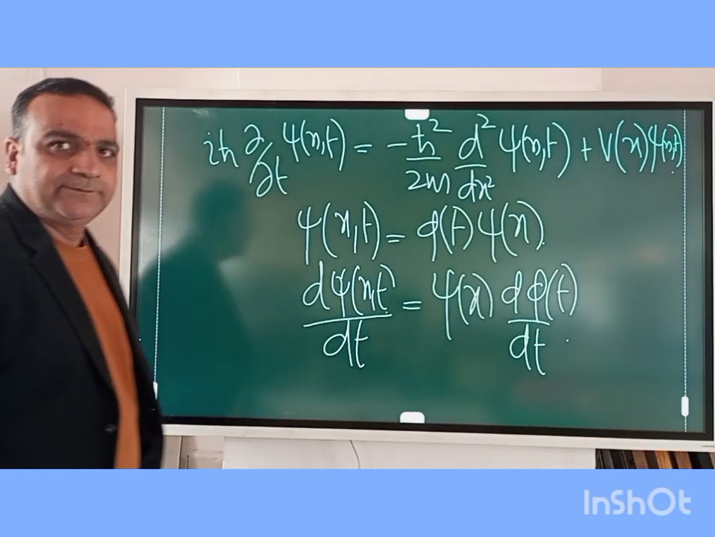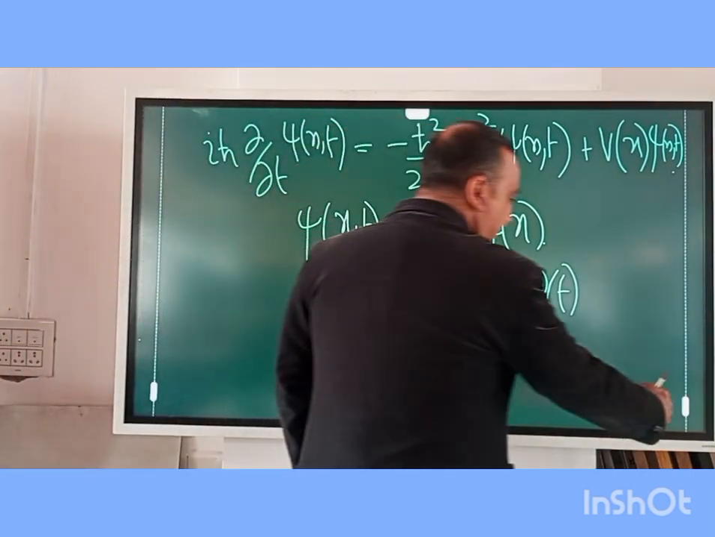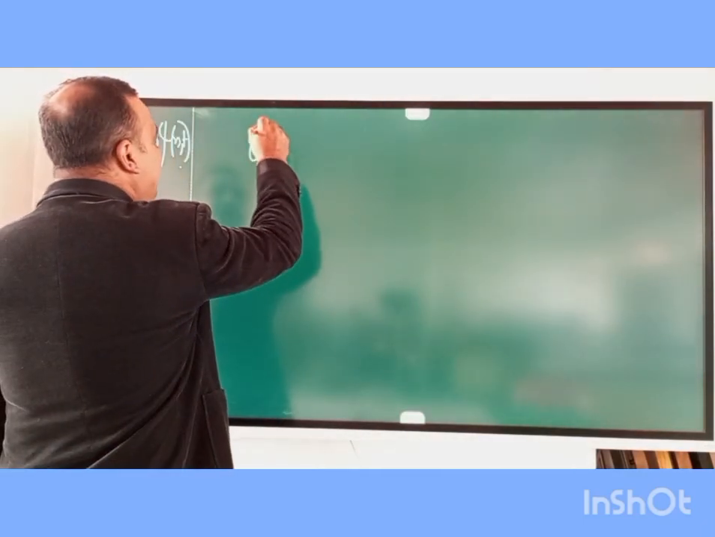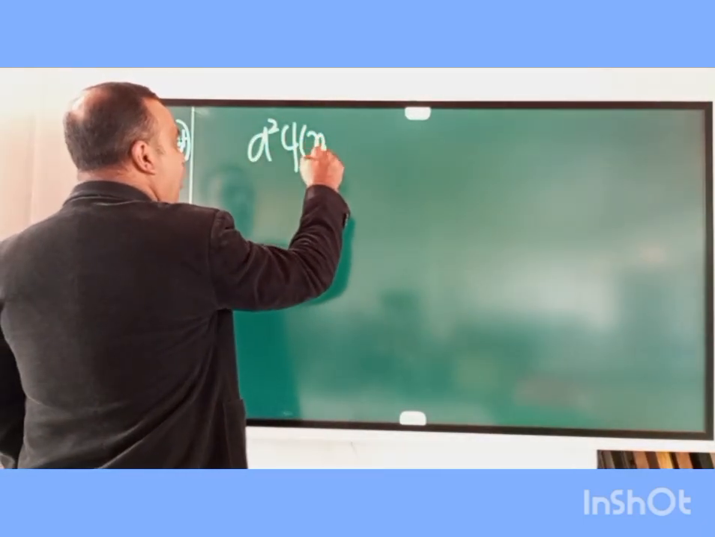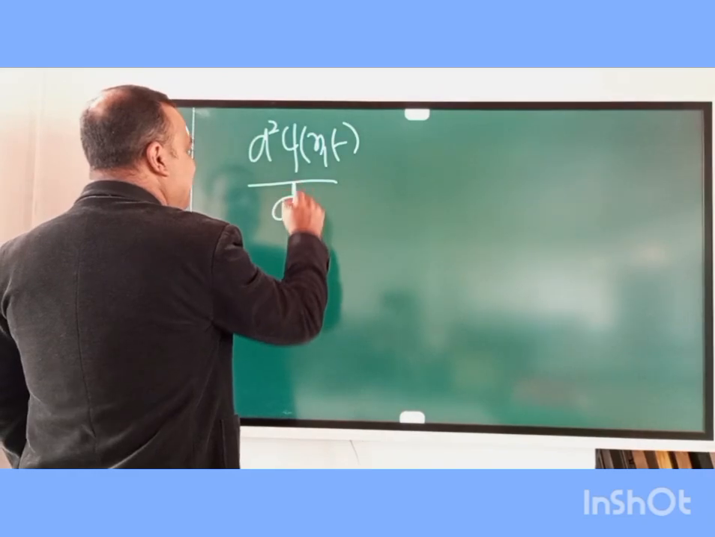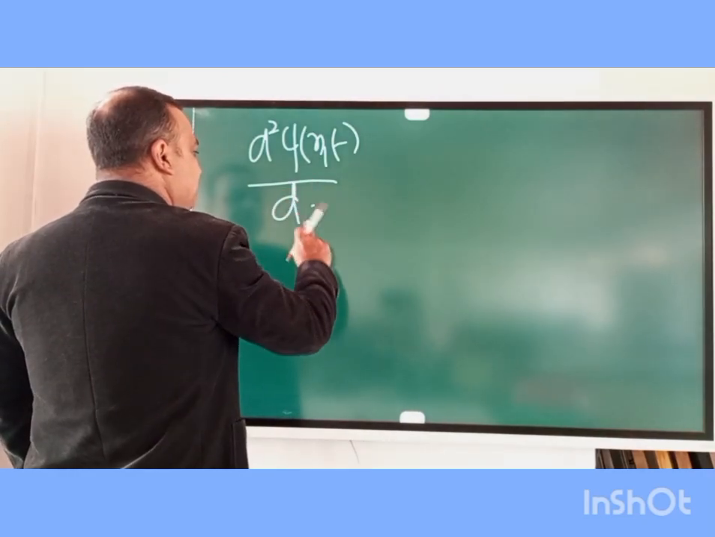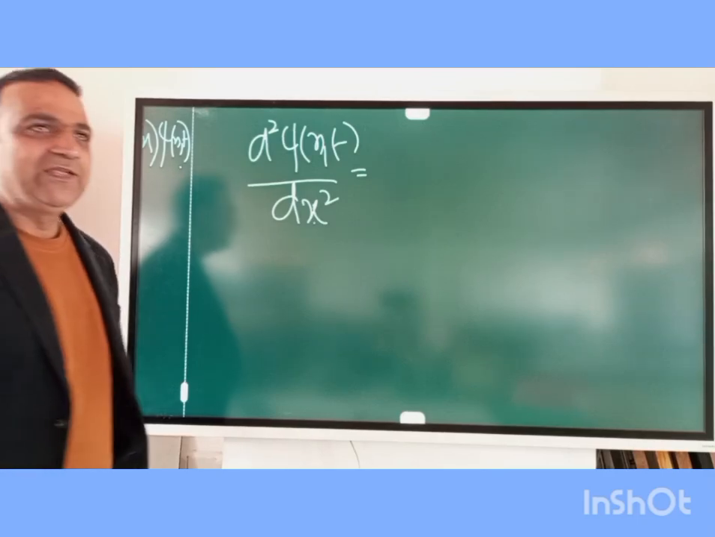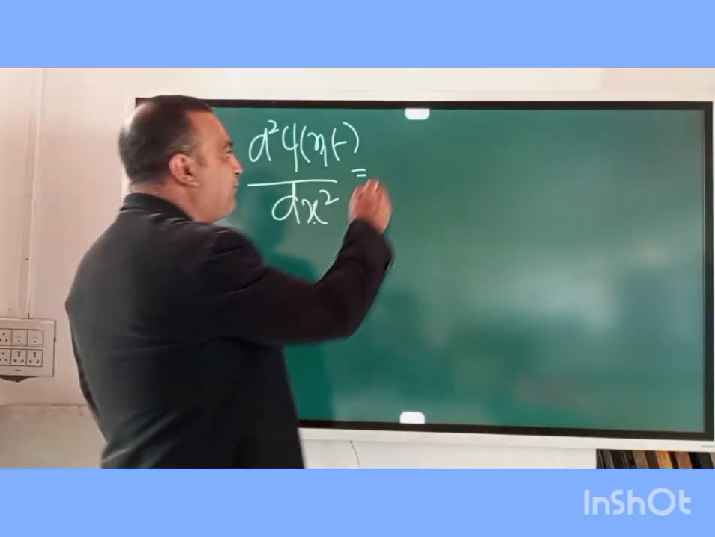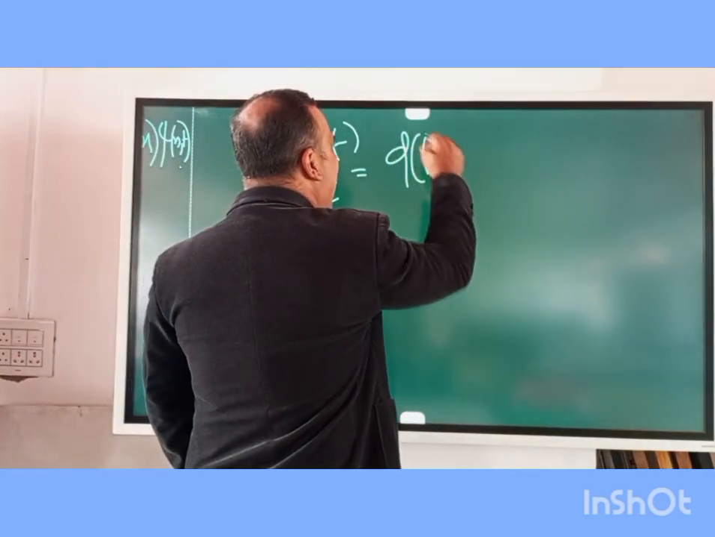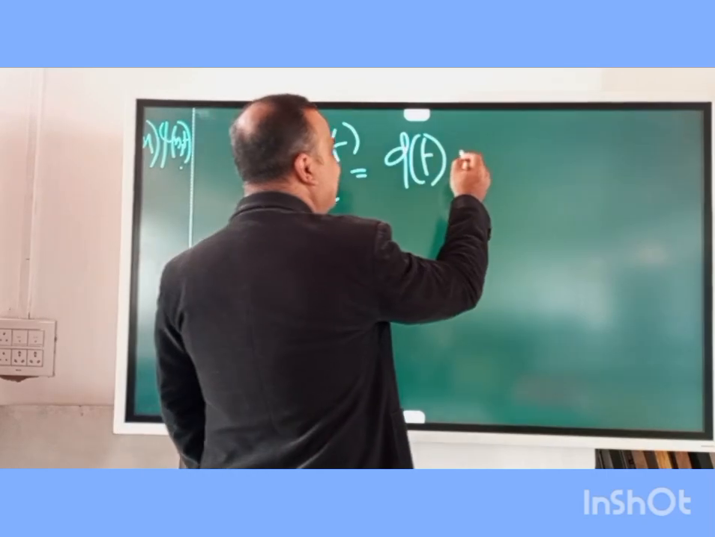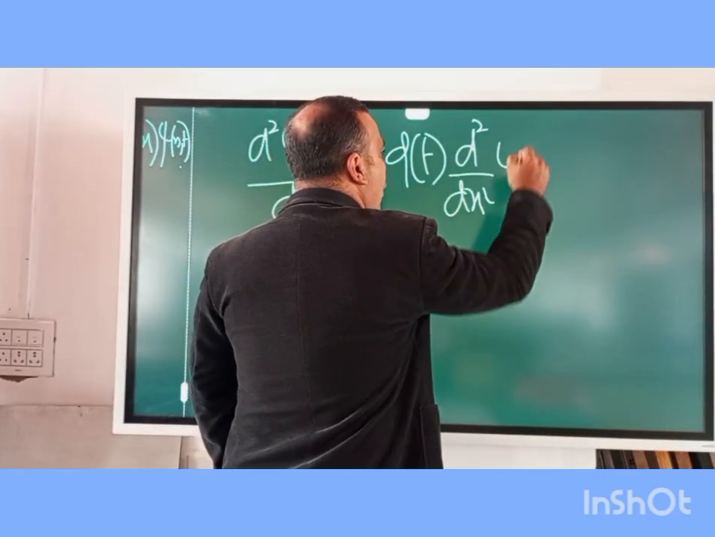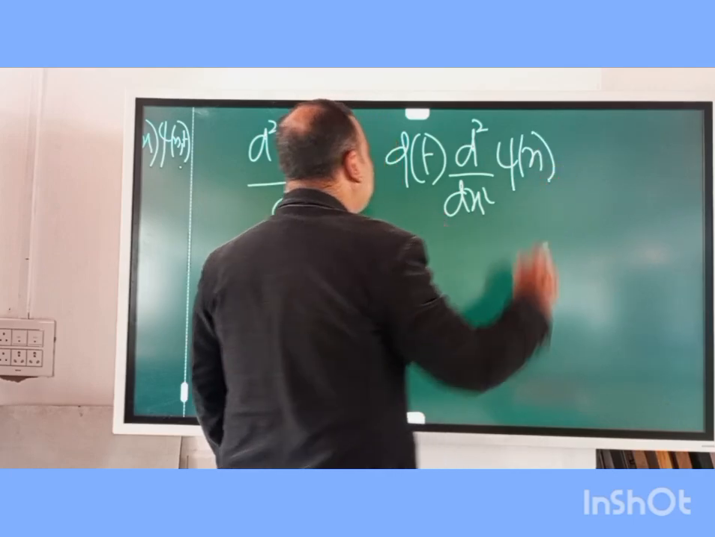Should I move on? Okay. And I can take the double derivative of this psi of x and t with respect to x. What will it give me? What will be constant there? It will be phi of t. So phi of t will be out, and then you will have d2 by dx2 only psi of x.